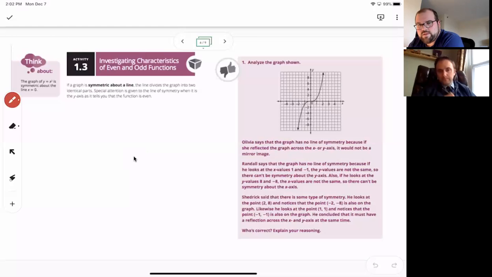Okay. So one of the things that I actually really like about all three of these is that their reasoning in all three cases is really good reasoning. Their conclusions are not always correct. And some of that's based on, for Olivia, she mentioned specifically the x-axis or the y-axis.